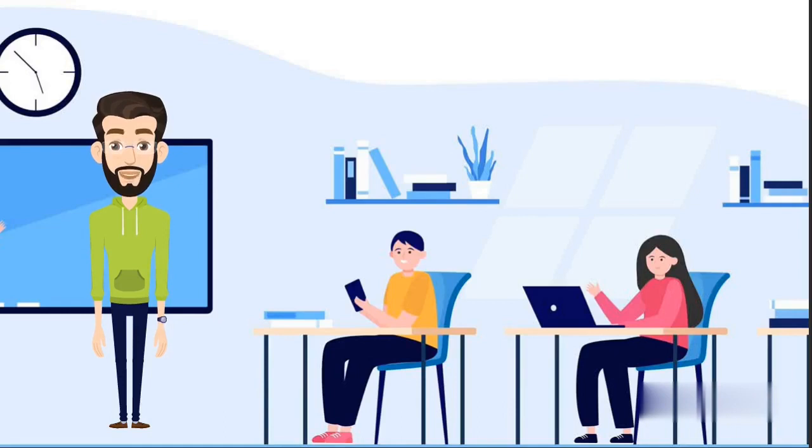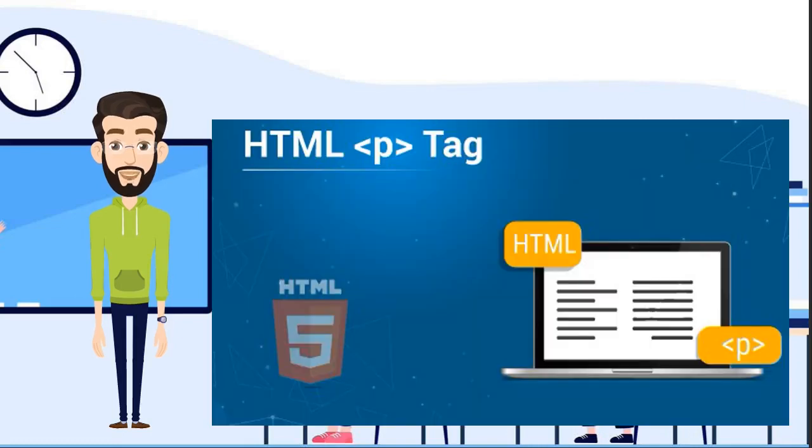Today we have an exciting topic to discuss, the paragraph tag in HTML. But before we dive into the nitty-gritty, let's start with the basics. The p tag, short for paragraph, is an essential element in HTML used to define a paragraph of text. It's perfect for organizing and structuring your content on a web page. So, let's see how it works.